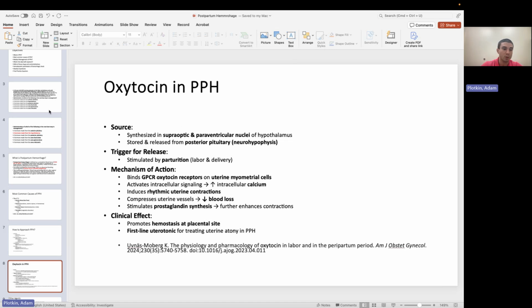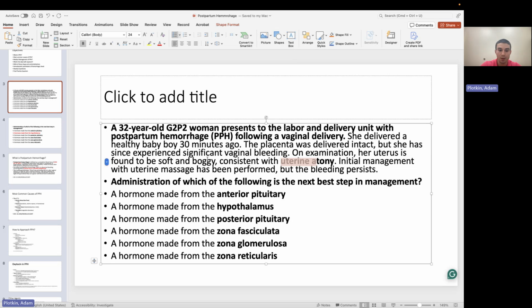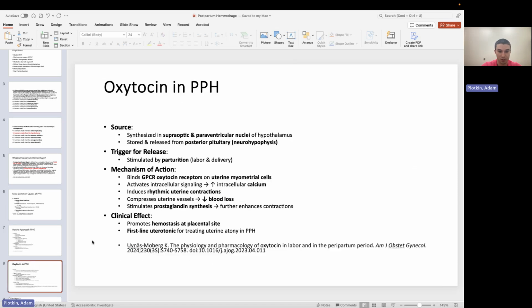Okay. So when we go back to our question, right? She had uterine atony. The initial management with the uterine massage has been performed, but the bleeding persists. Literally what I just told you. Next step is to give oxytocin. So now, knowing that the right answer was a hormone made from the hypothalamus, let's dig into oxytocin a bit.